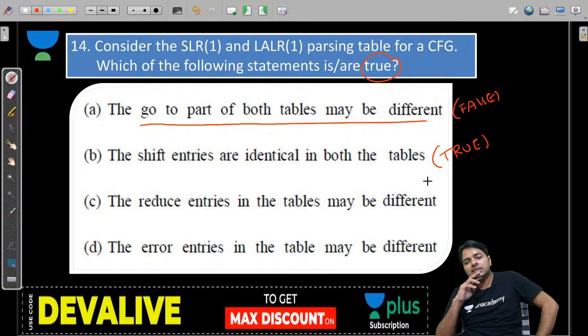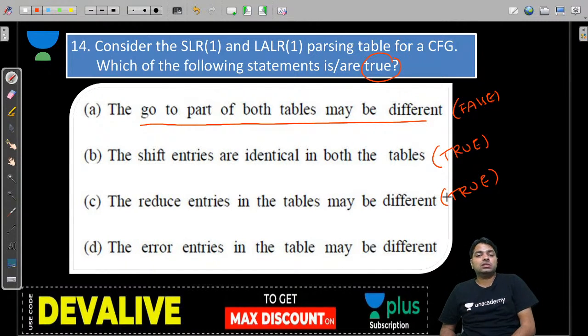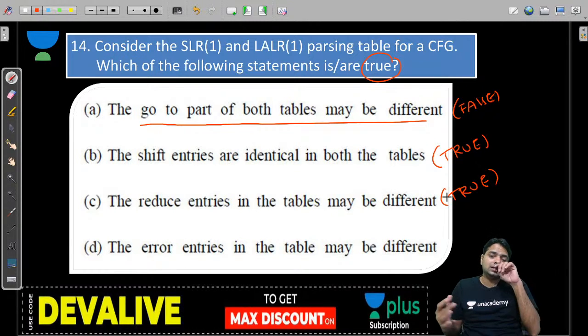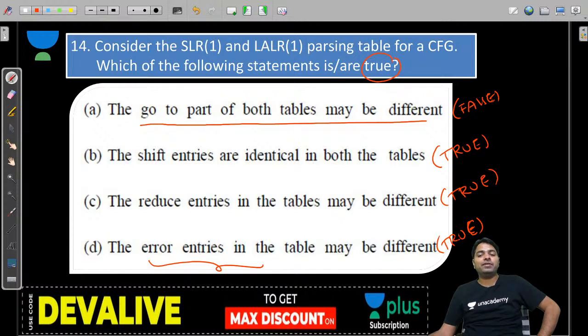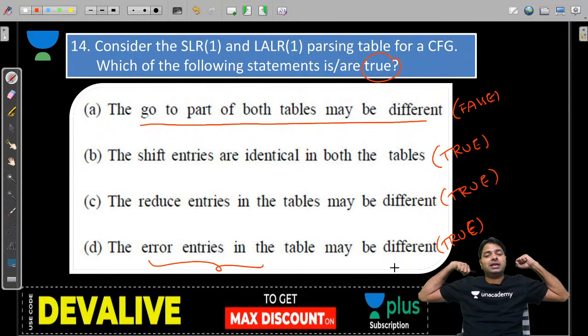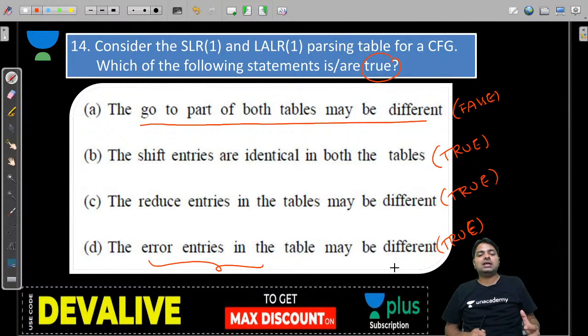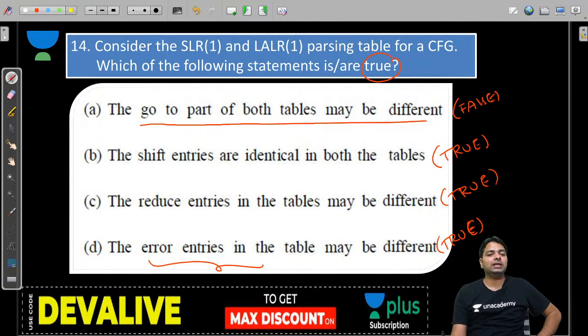And reduce entries in the tables may be different. Exactly, this is true. It can be different because LALR1 is looking at the lookaheads computed based on the paths. So reduce entries may differ, and error entries in the table may be different. Yes, error entries are going to be different because they are basically blank entries. When you have more or fewer reduce entries, then you will have more or fewer error entries. So here we have to choose MSQ, that is option B, option C, option D. This is the MSQ.